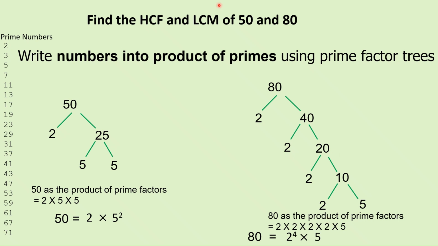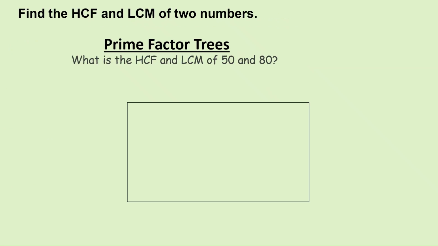Okay, stay with us now. We're going to use the product of prime factors for 50 and 80 to find the highest common factor and lowest common multiple. Let's use a Venn diagram to help. So first, the product of prime factors for 50 and 80. Let's draw our Venn diagram.